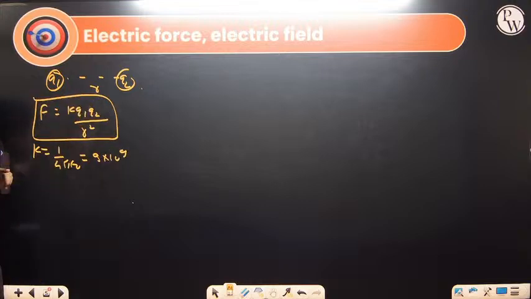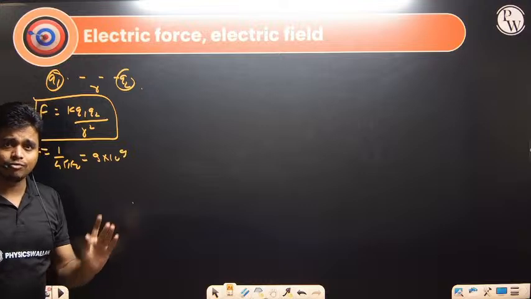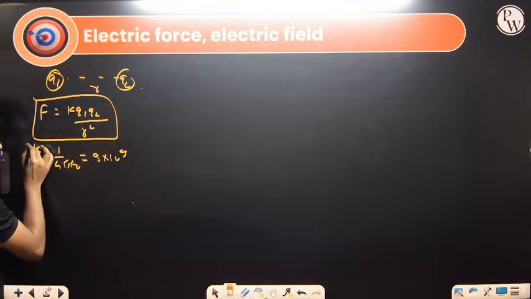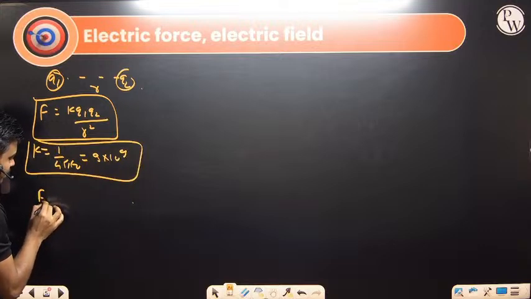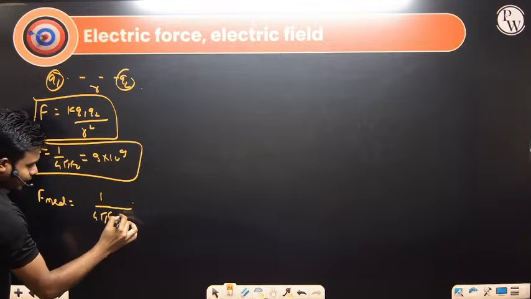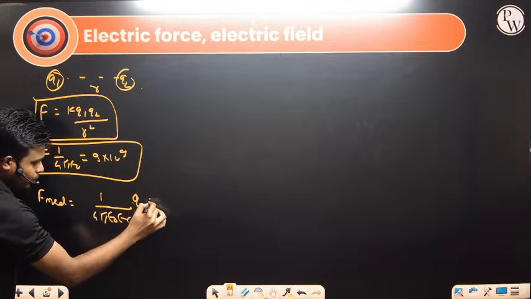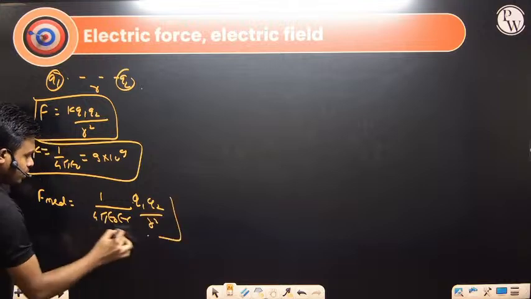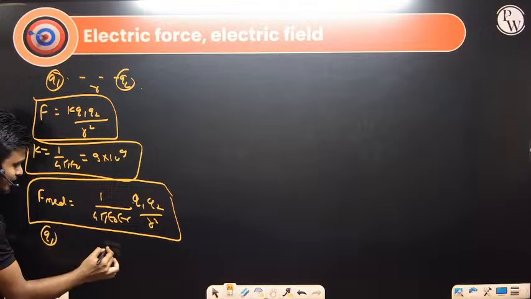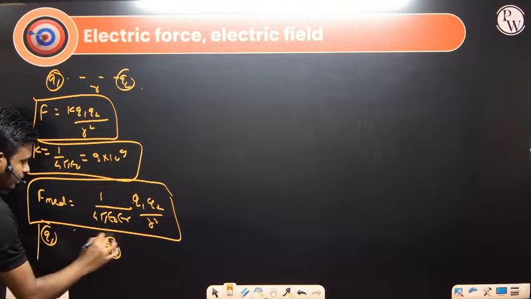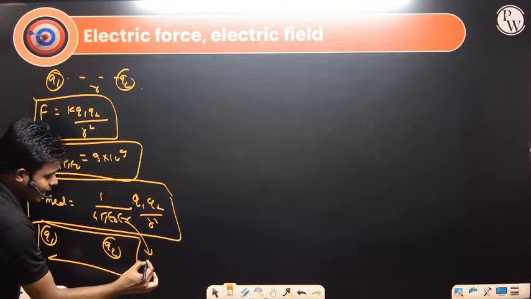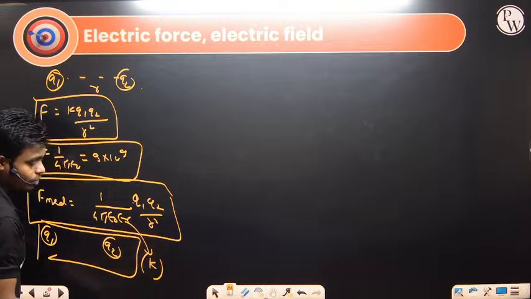If both charges are positive, like charges, they will repel each other. If one is positive and the other is negative, they will attract each other. This happens when the charges are in air. If the charges are in a medium, we write 1 by 4 pi epsilon naught er into q1 q2 divided by r square. We use this formula when the charges are kept inside a medium having relative permittivity er, and there is one more name given, that is k. What is k here?